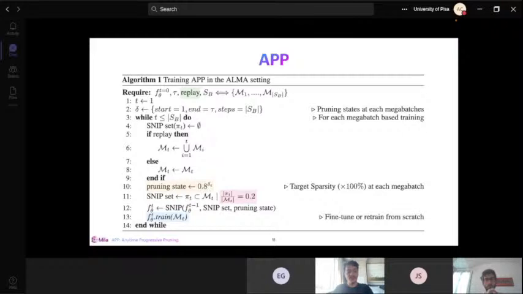The way we do it in code is we just have 0.8 to the power something, and let's say a pruning state is 1, then you're pruning it only by 20%. So your remaining weight is 80%.